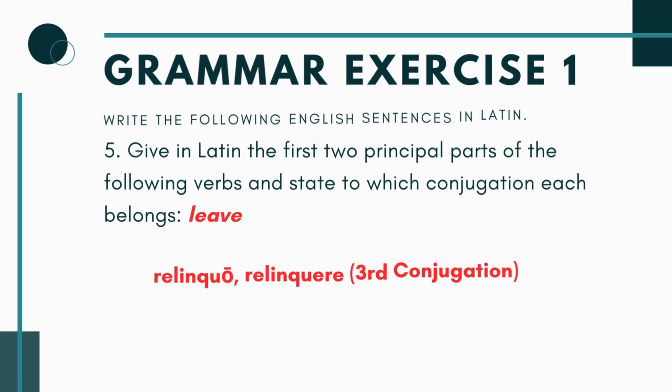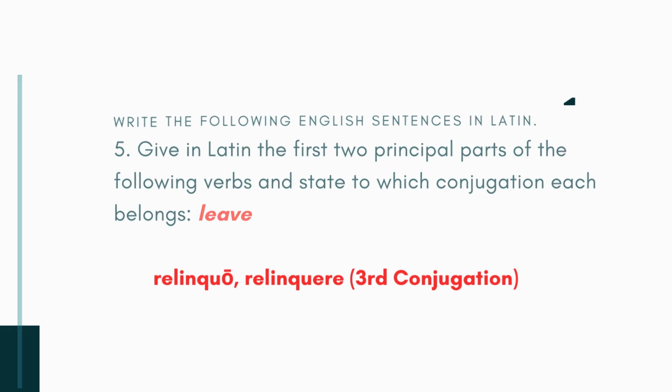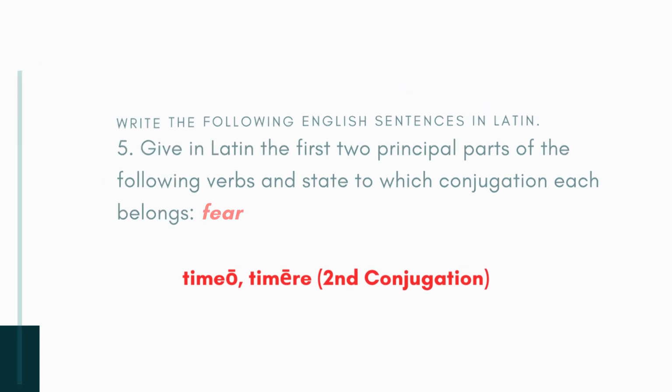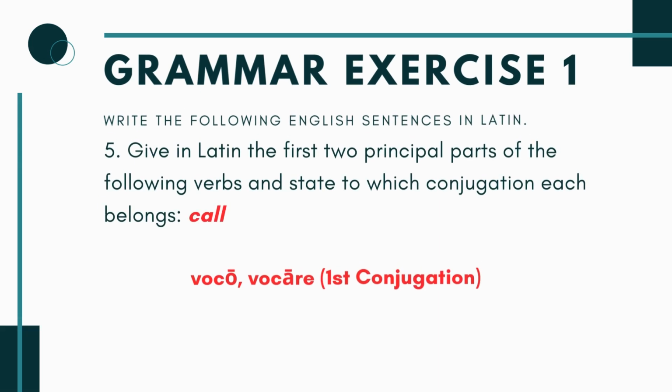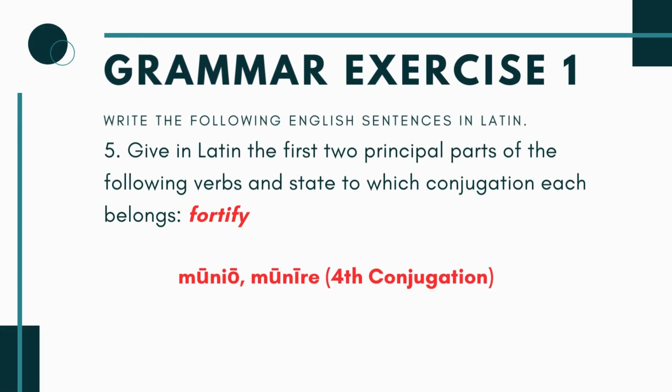To leave is relinquo, relinquere, the short ere makes it a third conjugation verb. To fear is timeo, timere, the long ere makes it a second conjugation verb. To call is voco, vocare, the are makes it a first conjugation verb. To drag is traho, trahere, right? The short ere makes it a third conjugation verb. To fortify is munio, munire, which is a fourth conjugation verb because of the ire.